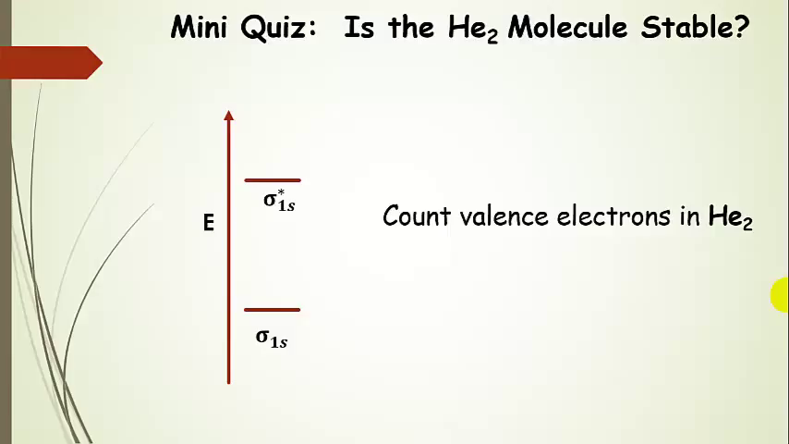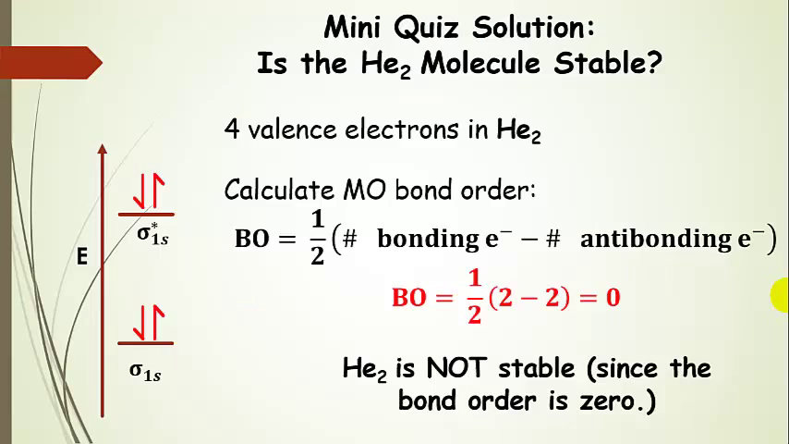Now, what about helium diatomic? Okay, so count your valence electrons in helium, and we have 4. So basically we get the same answer as we did for that anion that we just looked at. And so we have 2 bonding electrons minus the 2 anti-bonding, and so the helium diatomic molecule is not stable. That is the reason why we don't see it. So remember, helium is a noble gas, and it's not found in nature as a diatomic molecule, and that's why.